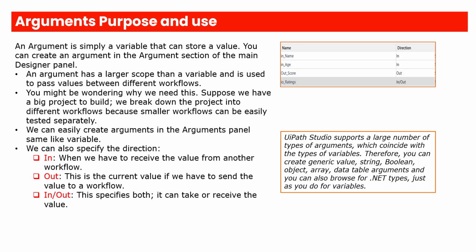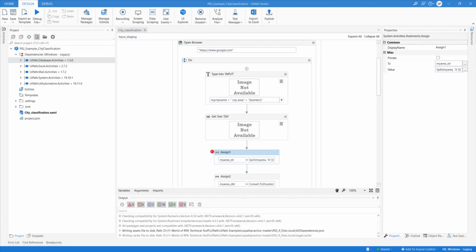You can create an argument in the argument section of UiPath Studio in the designer panel. I'll showcase it. An argument has a larger scope than a variable and it is used to pass a value between different workflows, right? So for this, I'll end the slide and quickly go to UiPath Studio and help you understand why I'm saying this.